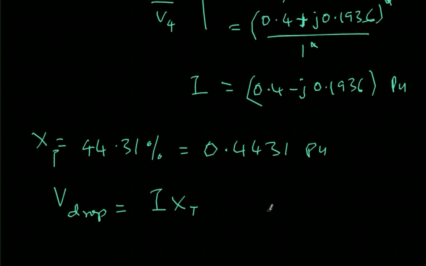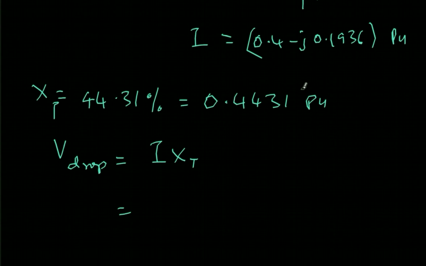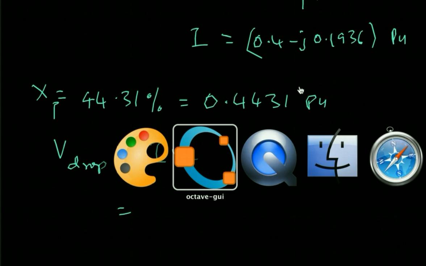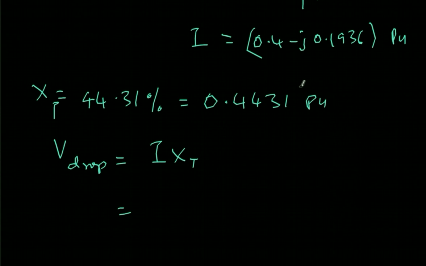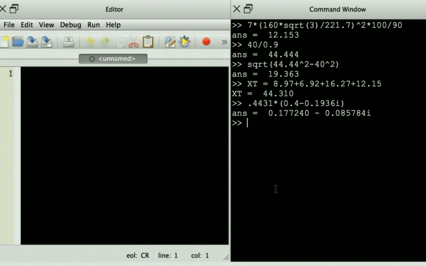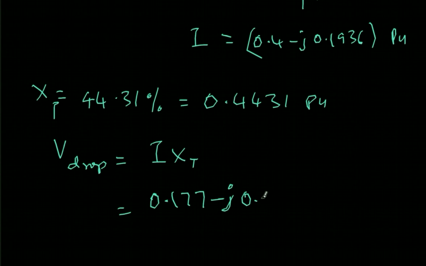So what is the voltage drop? I into XT, so that is nothing but the multiplication of these two. So 0.4431 multiplied by 0.4 minus j 0.1936. So this is a complex number. I got this as the voltage drop: 0.177 minus j 0.0858. So this is my voltage drop.